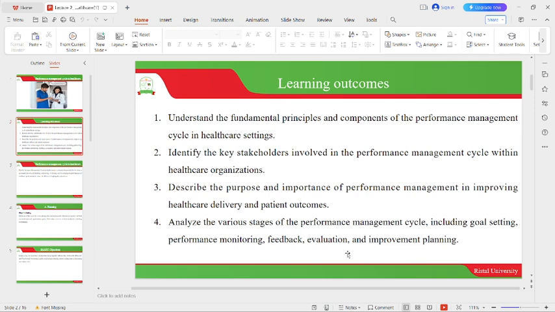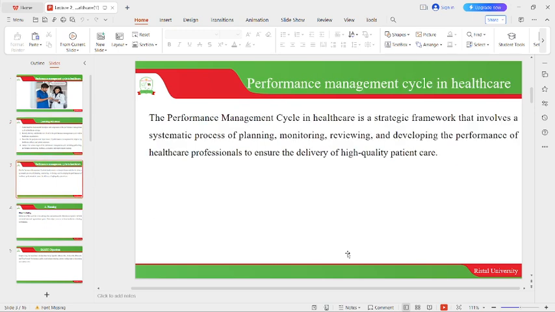So having looked at the learning outcomes, now let us focus on the performance management cycle in healthcare. The performance management cycle in healthcare setting is a strategic framework that involves a systematic process of planning, monitoring, reviewing, and developing the performance of healthcare professionals to ensure the delivery of high-quality patient care.